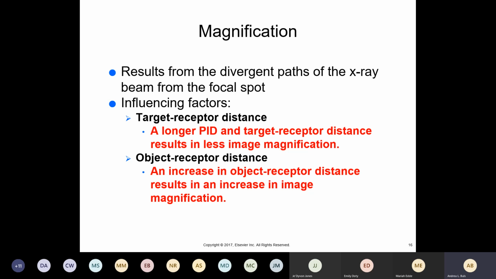Then the other thing that is important, but with human anatomy is not always possible, and that is the object to receptor distance. In an ideal perfect world, we would love for our film or our sensor or our PSP plate to be as close to the tooth that we're imaging as possible.